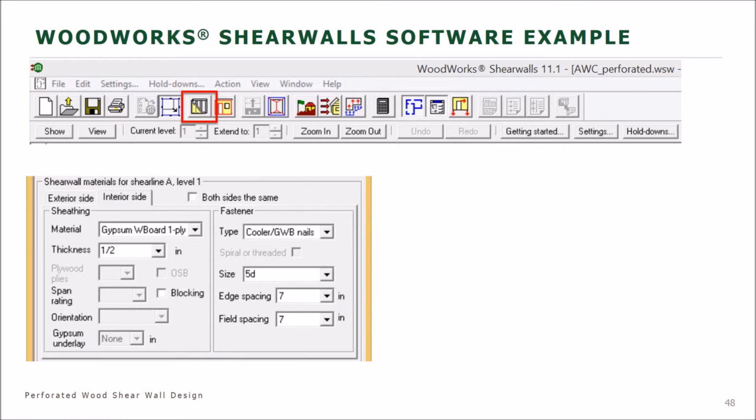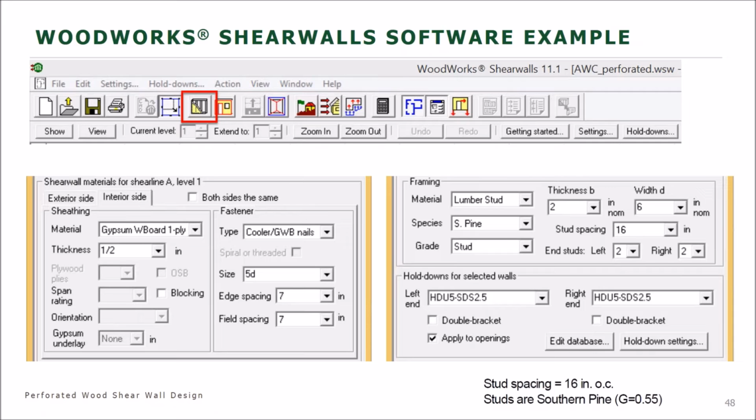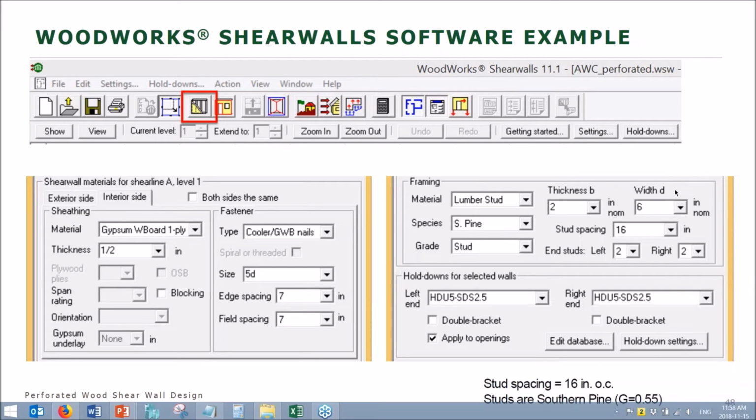So what we see here in this screen is the interior side of the shear wall. So we can define 1/2-inch gypsum on the interior side of our shear wall with cooler nails that are 5D with edge spacing of 7 inches on center. And finally, we can also define for our shear wall construction the framing material. We have here southern pine 2x6 lumber material that's spaced at 16 inches on center.